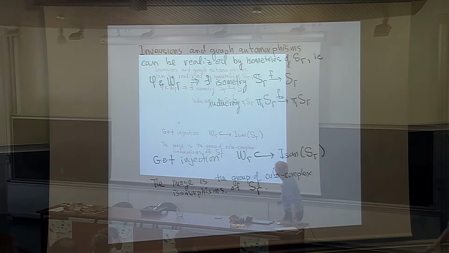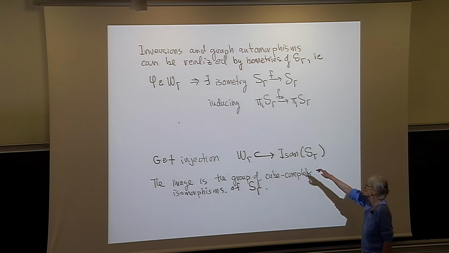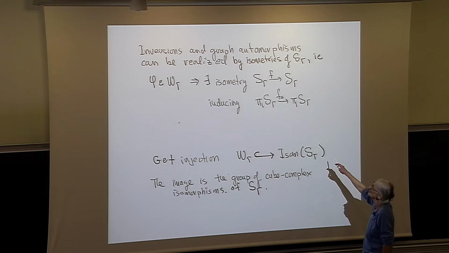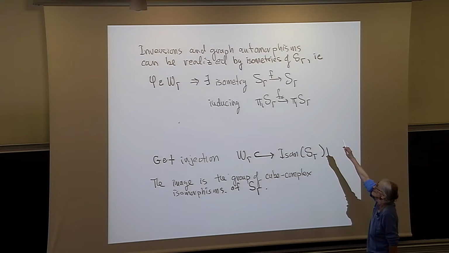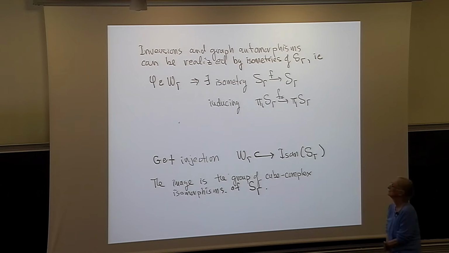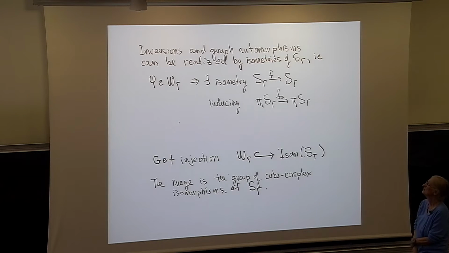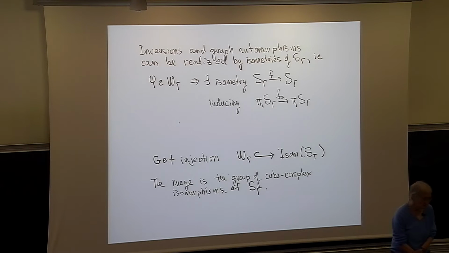So anyway, you get an injection of this whole group sitting inside of the isometries of S gamma. Whenever you have an isometry of S gamma, that induces a map on the fundamental group, and that gives you the element of W gamma that we're talking about. So anyway, this group W gamma can be realized as isometries of this complex.